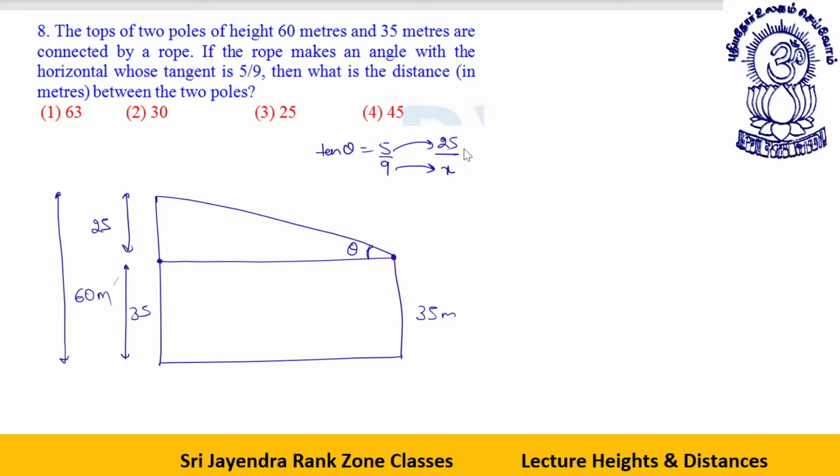What is tan theta? Tan theta is perpendicular by base. Perpendicular is 25. The distance between the two poles, let's say this is d. So 25 by d is equal to 5 by 9. From here I can say d is 25 into 9 by 5. 5 and 5 cancel. So d is equal to 45, which is the option. Option number 4 is the answer.